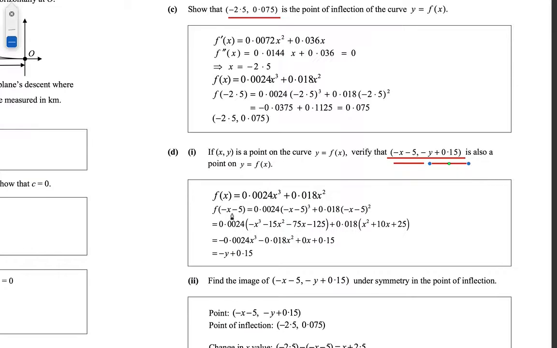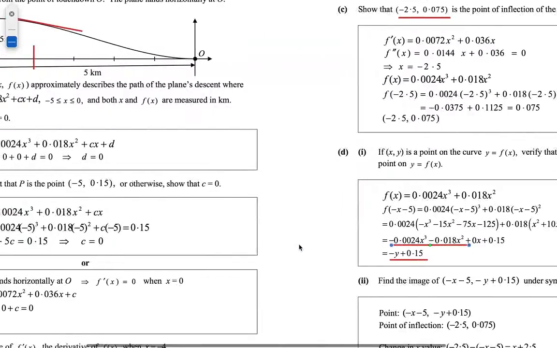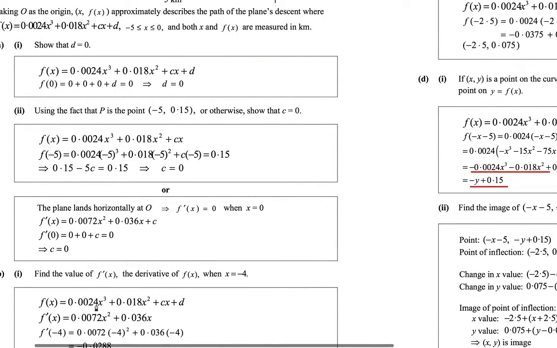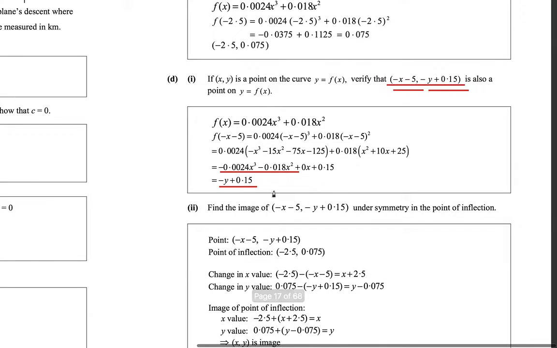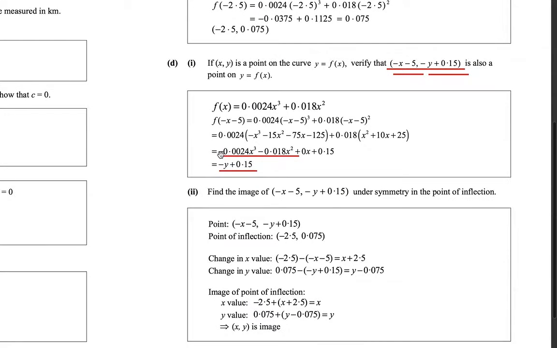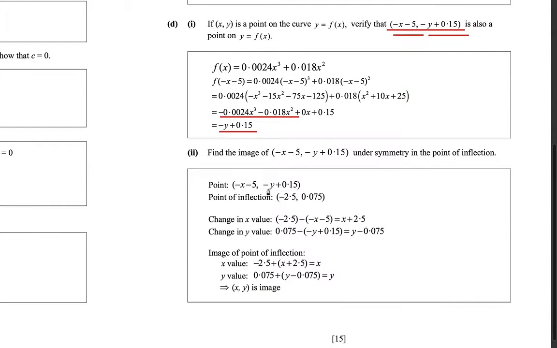So plug in minus x minus 5, work it out, put the like terms together, and you'll find it equals this. How did we convert to the y? Well, we saw all of this is just the negative of our function. So you can replace that whole thing with y, or negative y, because the signs are different. This is the tricky one. Find the image of this under symmetry. But it's not that tricky.